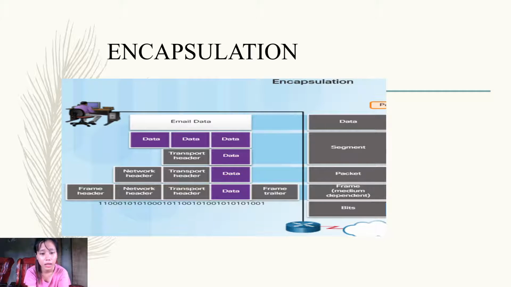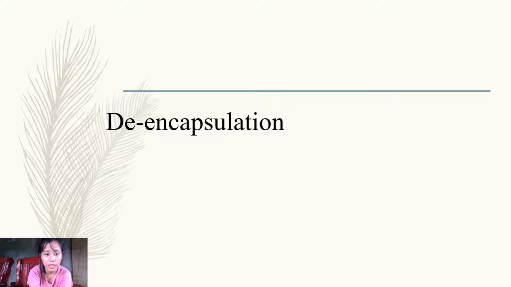So this is the encapsulation. As you can see in the picture, you have data, which is the email data, then the segment, and at the transport layer the packet, with the data, transport header, and network header. Then the frame, which is medium dependent, with the data, transport header, network header, and frame header, and then the bits.